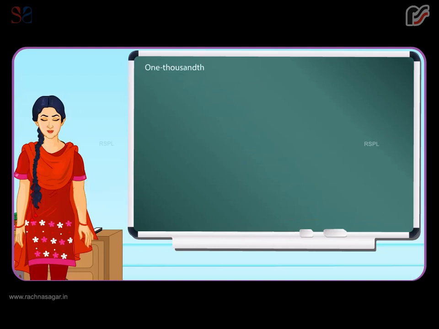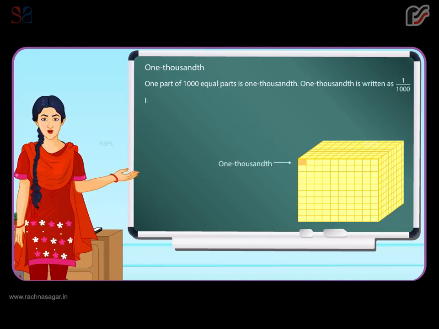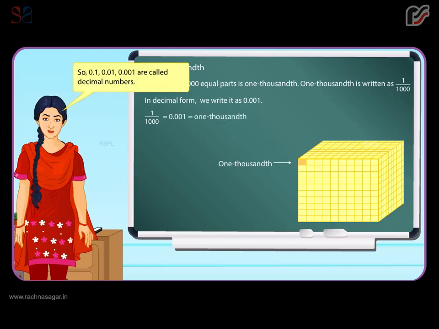One-thousandth. One part of 1000 equal parts is one-thousandth. One-thousandth is written as 1 by 1000. In decimal form, we write it as 0.001. 1 by 1000 is equal to 0.001, which is equal to one-thousandth. So, 0.1, 0.01, 0.001 are called decimal numbers.